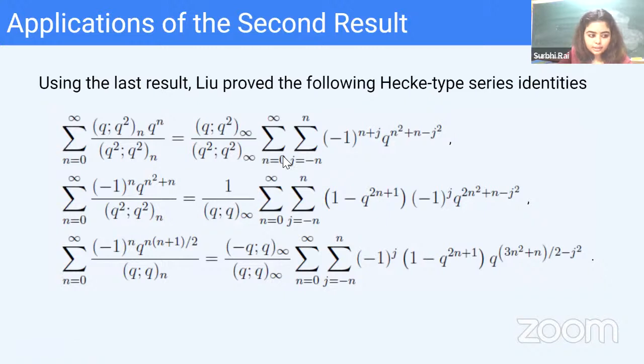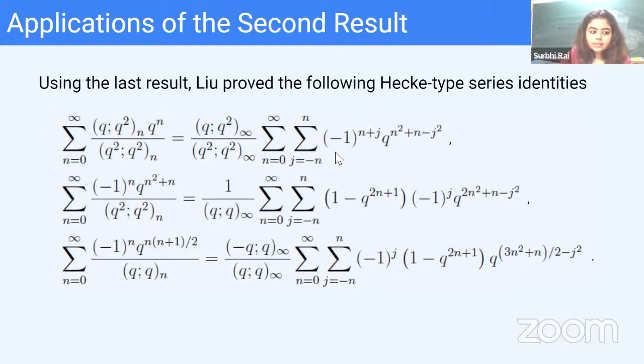By definition, a Hickey type series is a series of this form, where the summation is over a subset of the integer lattice Z cross Z. As we can see here, for instance, n is going from 0 to infinity, and the other variable j is going from minus n to n.